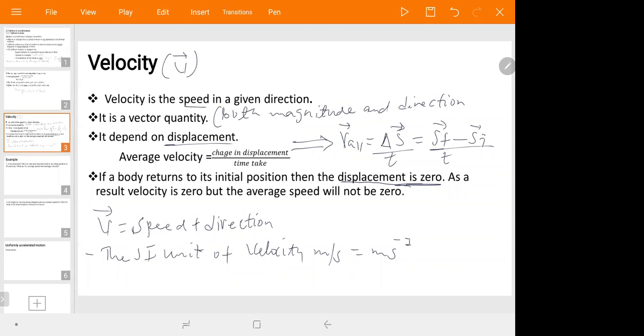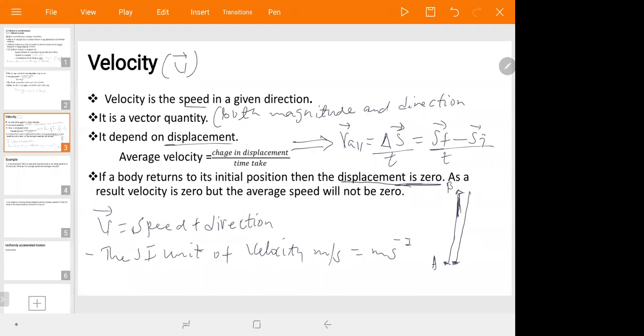If a moving body, for example, you can take this one, point A, has such a displacement, and this body again comes back and returns to its initial point, its displacement becomes 0. Why? Because their direction is the opposite.